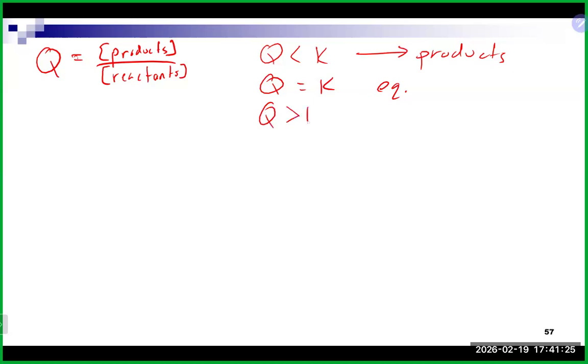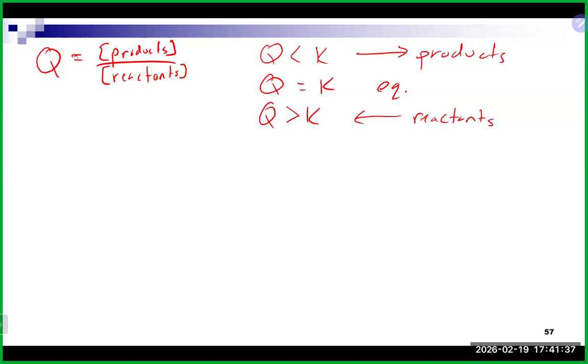So if you compare Q and it's less than the K value, it is not at equilibrium. And to reach equilibrium, it needs to go towards the product side. If you calculate Q and it does equal K, the system is at equilibrium. And if you calculate Q and it's greater than K, once again, it is not at equilibrium. And to reach equilibrium, we'll have to go towards the reactant side.